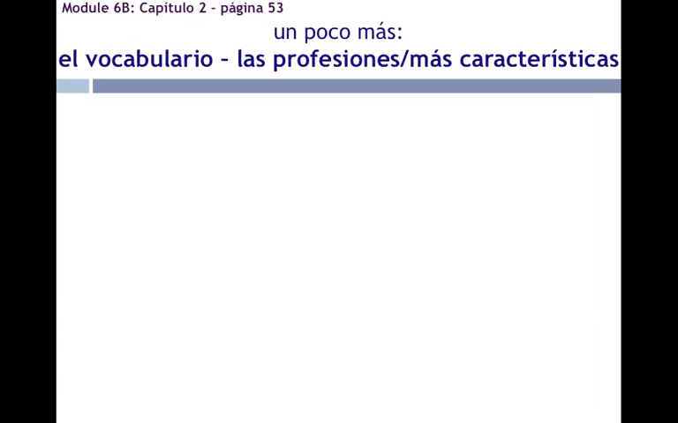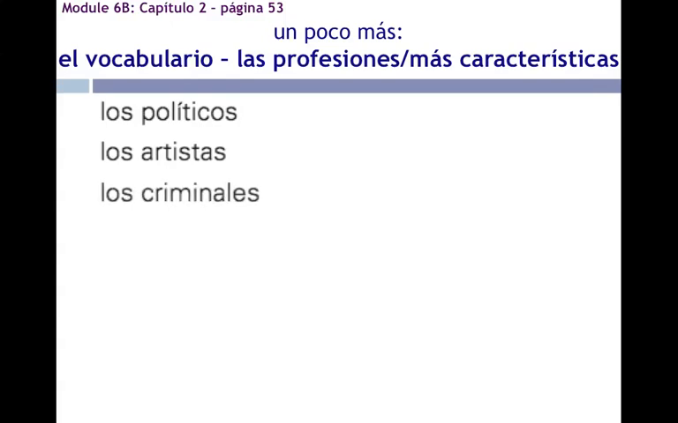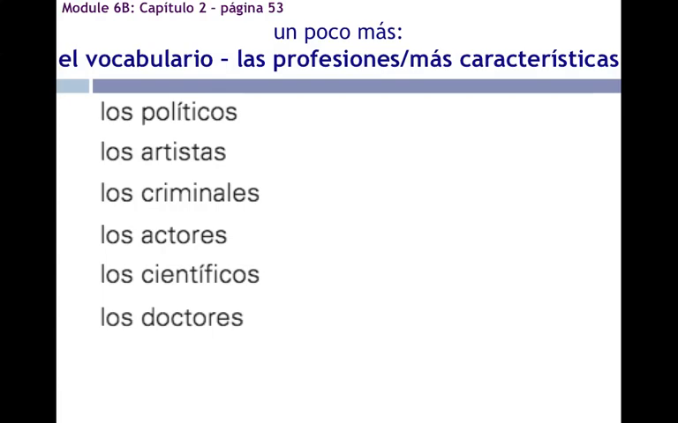If you recall, we had un poco más. We talked about some profesiones. Repitan: los políticos, los artistas, los criminales, los actores, los científicos, los doctores, los policías, los estudiantes. And we had un poco más en características.